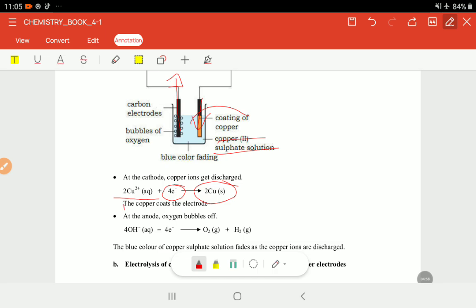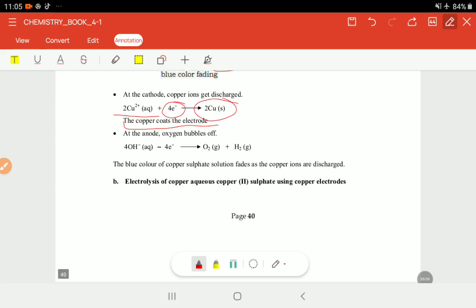And the copper is what you will find forming a coat, covering that carbon electrode, or platinum, whatever it is. And at the anode, the same story we saw before in terms of concentration and so on: the one that has won, or preferentially been decomposed, is water, and for that reason we have 4 hydroxide ions losing 4 electrons at the anode, and bringing us oxygen gas.